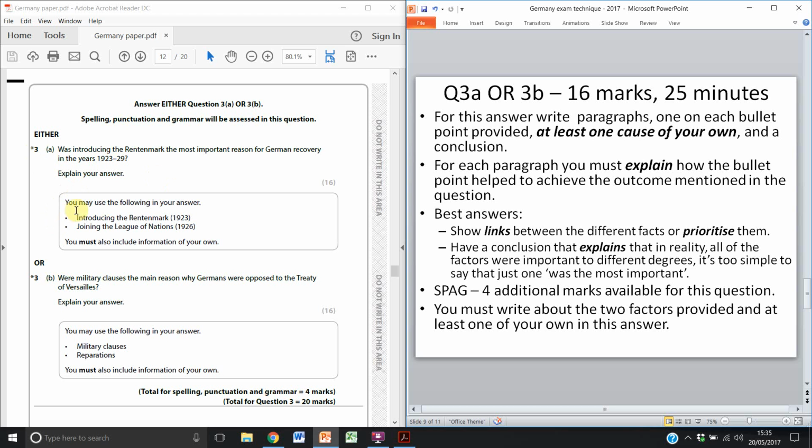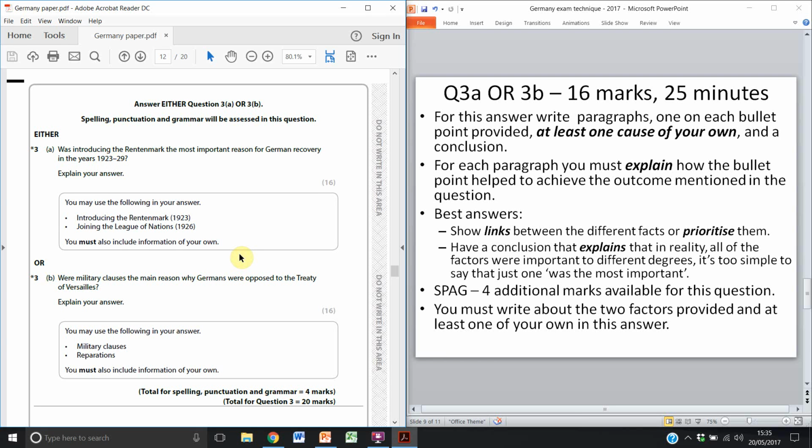And it then says you may use the following in your answer. The first bullet point says introducing the Rentenmark, which, if you remember, was mentioned in the hypothesis. And then the second bullet point gives a second factor that led to German recovery in the years 23 to 29. So we've got joining the League of Nations in 1926. And it then says you must also include information of your own. So if you were going to go for question 3A, you'd need to start thinking about what were some of the other reasons why Germany recovered in that period of time?